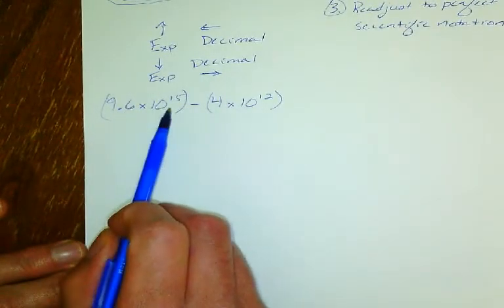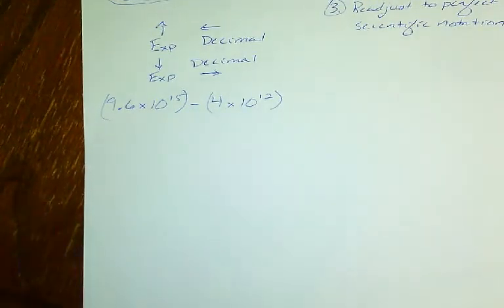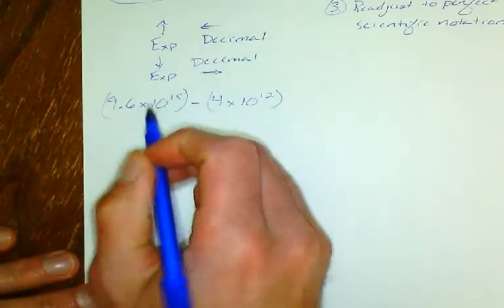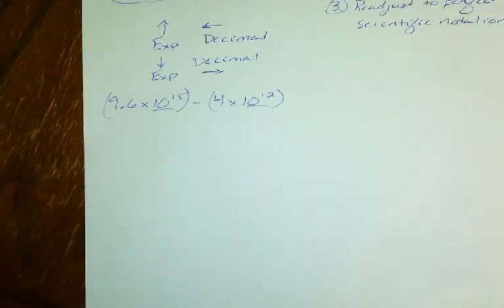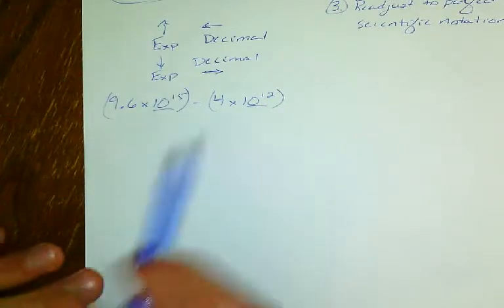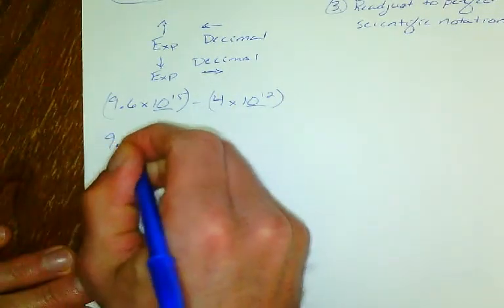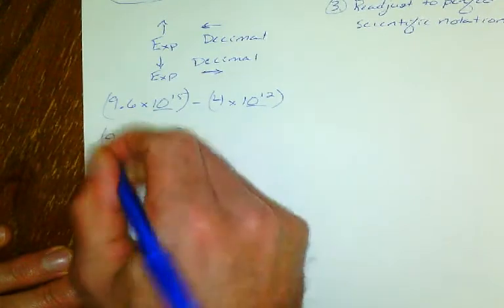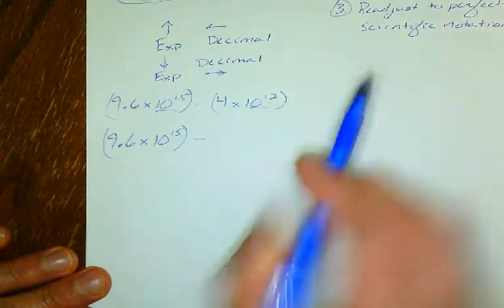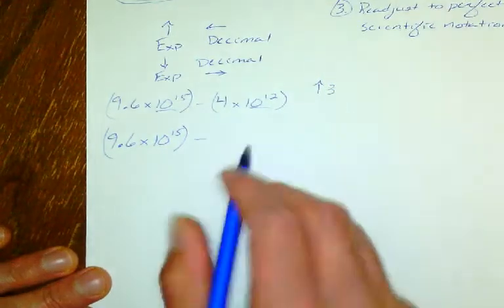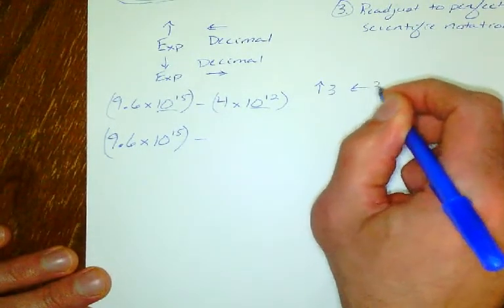So we have 9.6 times 10 to the 15th minus 4 times 10 to the 12th. Again, 2 very large numbers. Now, I cannot subtract these yet because my powers of 10 do not match. So I need to adjust one of these numbers. And what I said earlier was I prefer to raise exponents. So I'm going to bring this exponent up to 15. So again, I'm going to keep this first number the same. 9.6 times 10 to the 15th minus, now I need to bring this up to 15, so that means I have to raise my exponent by 3. So if I'm going to raise my exponent by 3, that means I need to move my decimal to the left by 3. So my decimal needs to go left 3.